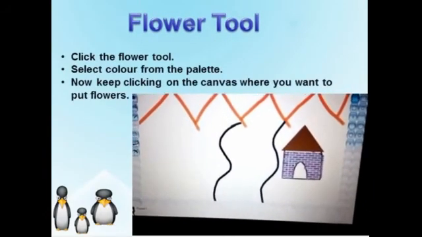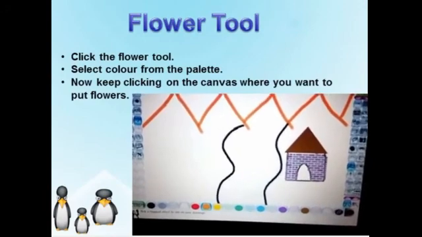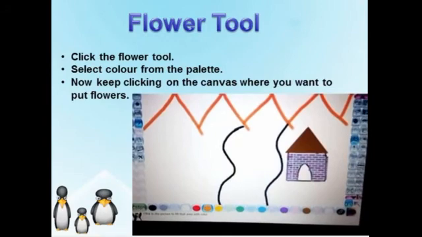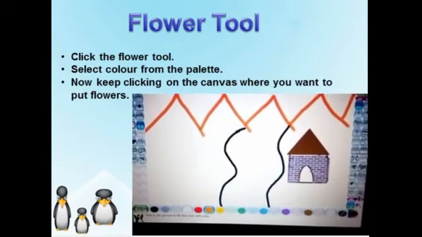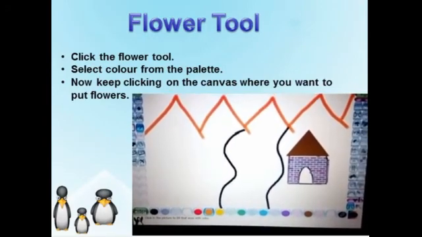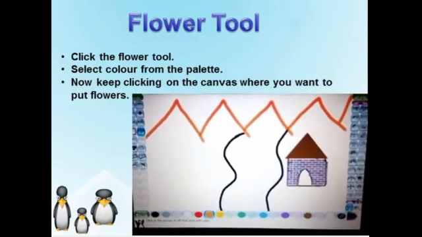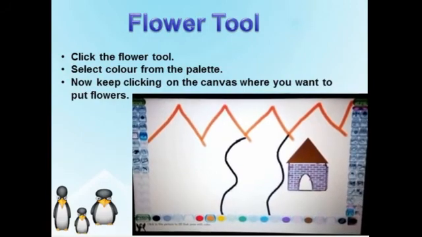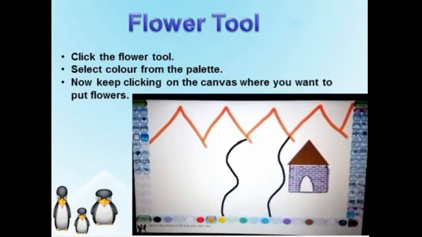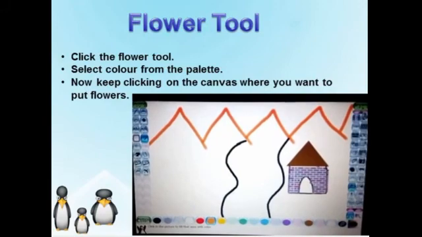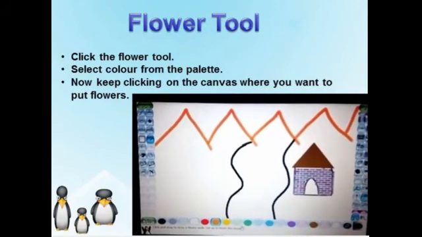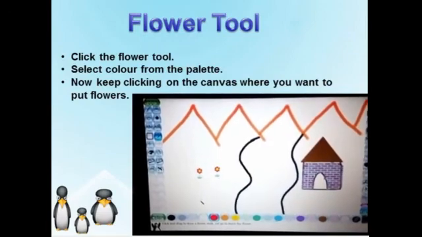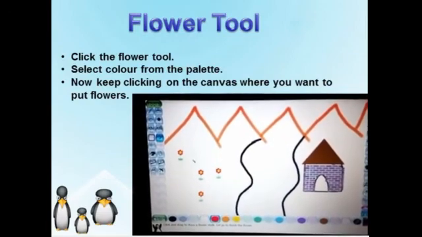Next one is the flower tool. If you want to apply flowers in your scenery, you can apply flowers with the help of the flower tool. Click the flower tool, select a color from the palette. Now keep clicking on the canvas where you want to put flowers. You can observe your scenery like this.